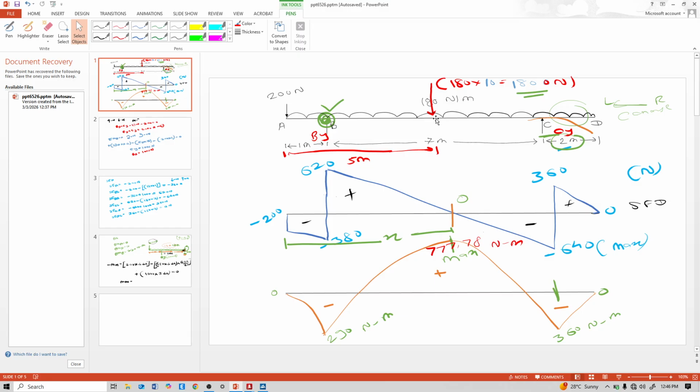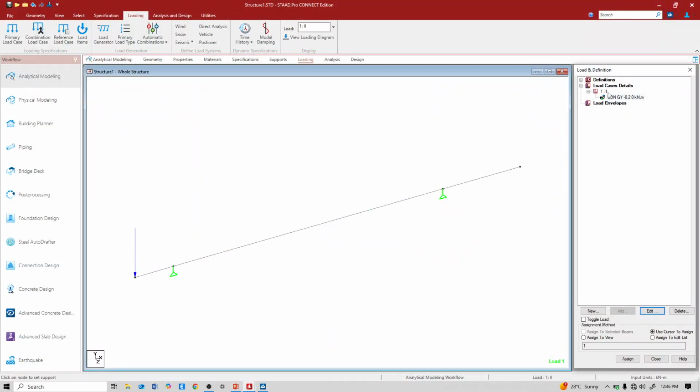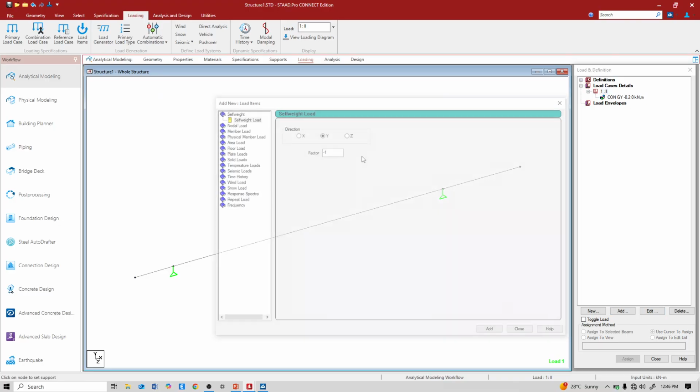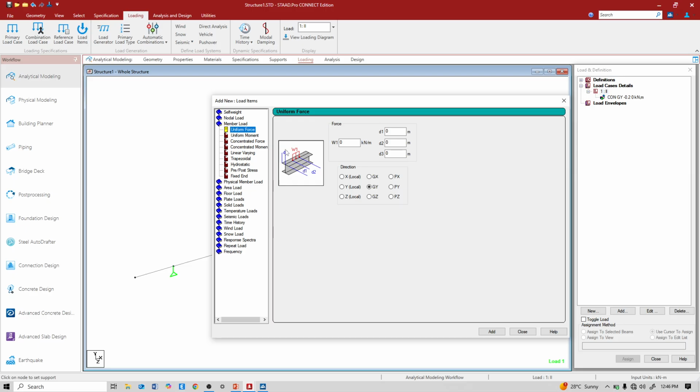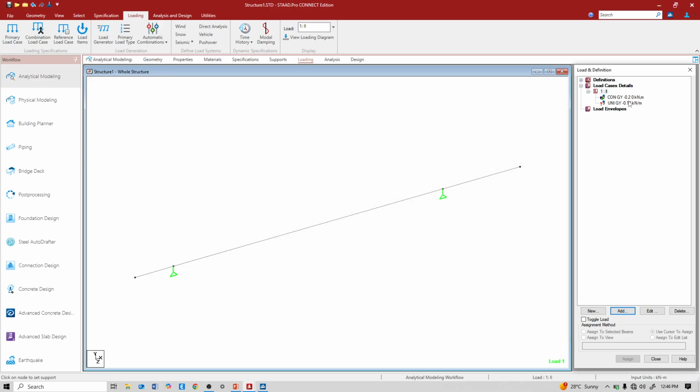The UDL is also 0.180 kilonewton per meter throughout this beam. Uniform force minus 0.180 kilonewton per meter. Add, close. Select values. Assign to view.